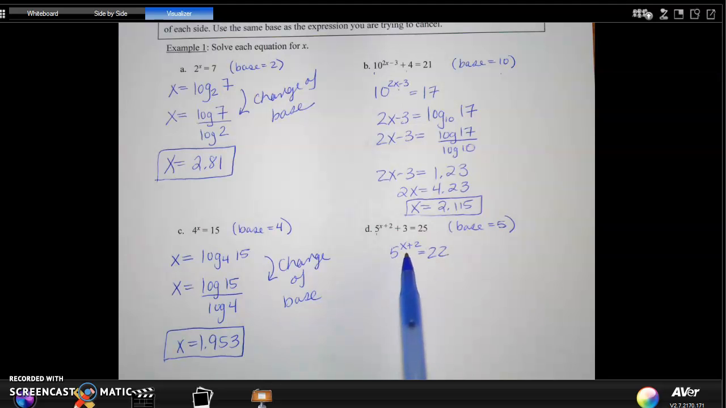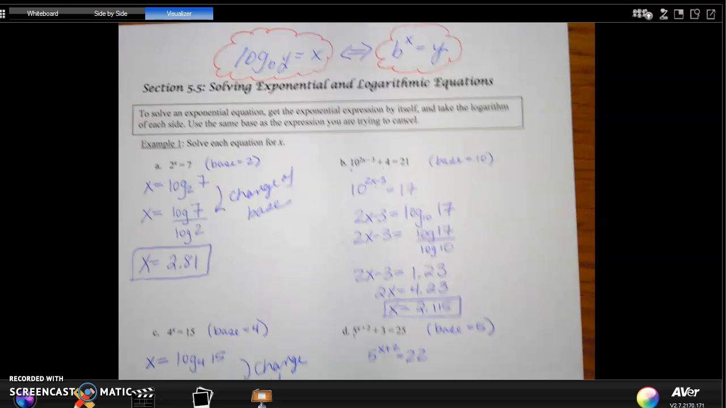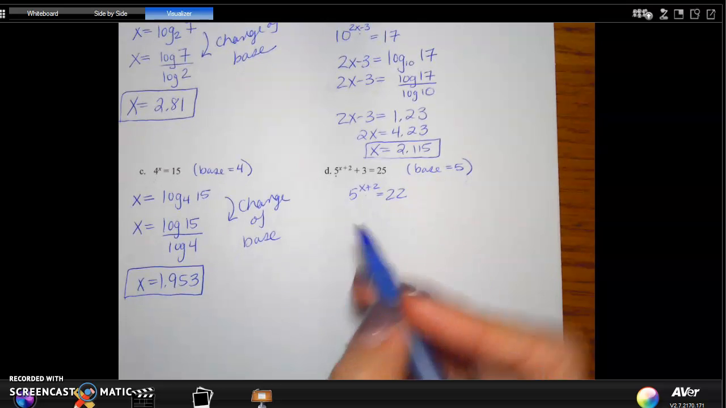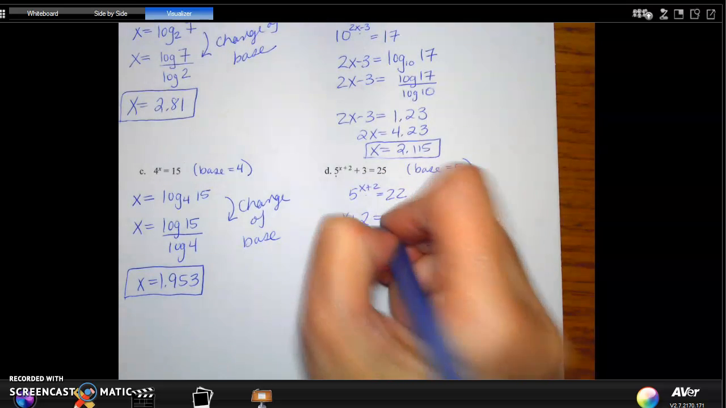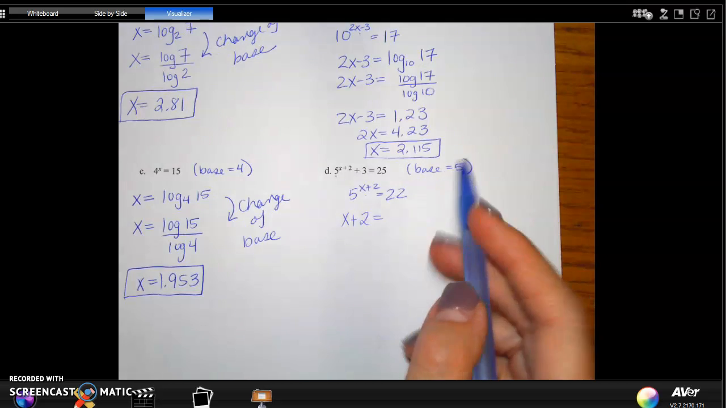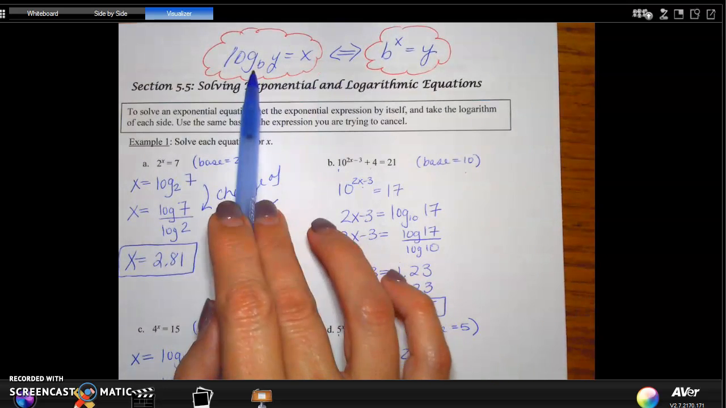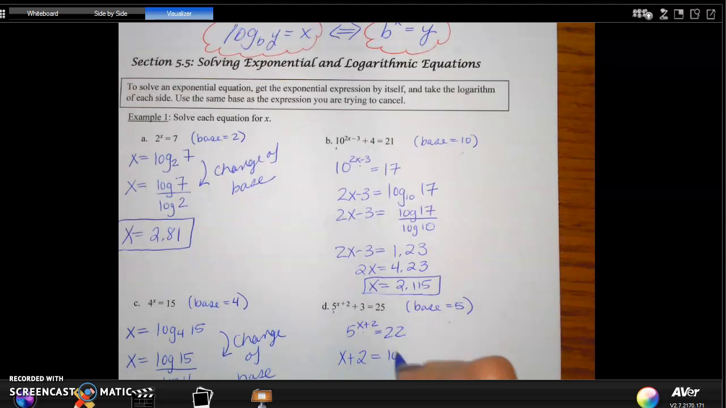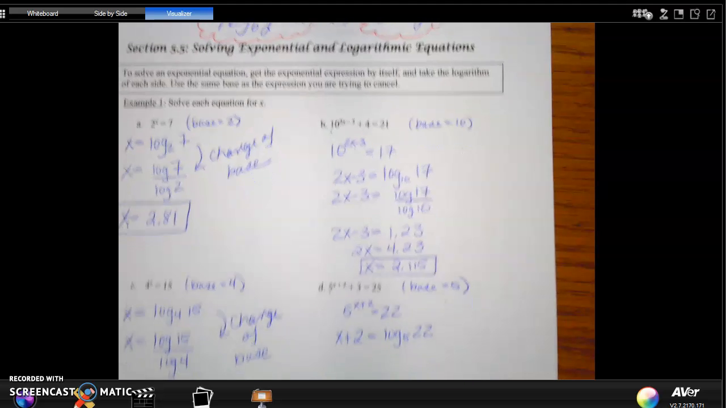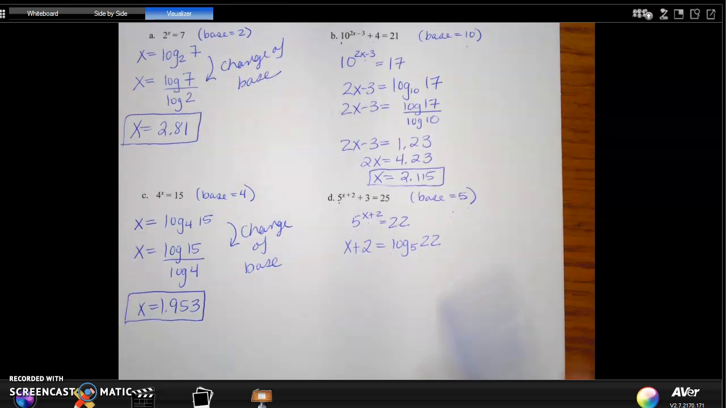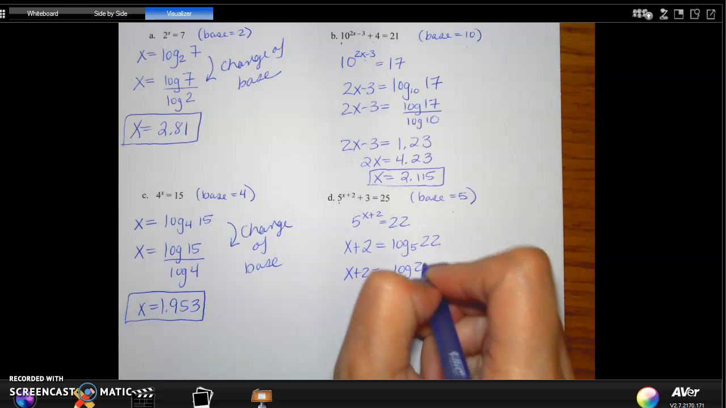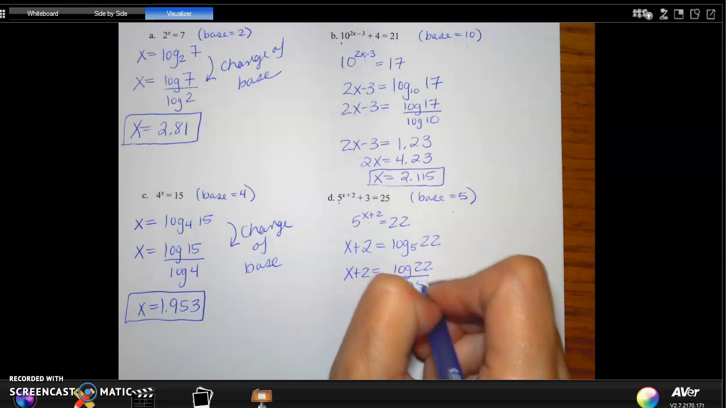Now we're going to say, okay, we know this is always the answer, because from up here, this is always the answer to the logarithm. So we're going to have x plus 2 equals log base. So I'm up here now. Log base. What's our base? Our base is 5. So we're going to have log base 5 of 22. There's our 22 coming down from there. So now we have x plus 2 equals log of 22 over log of 5.